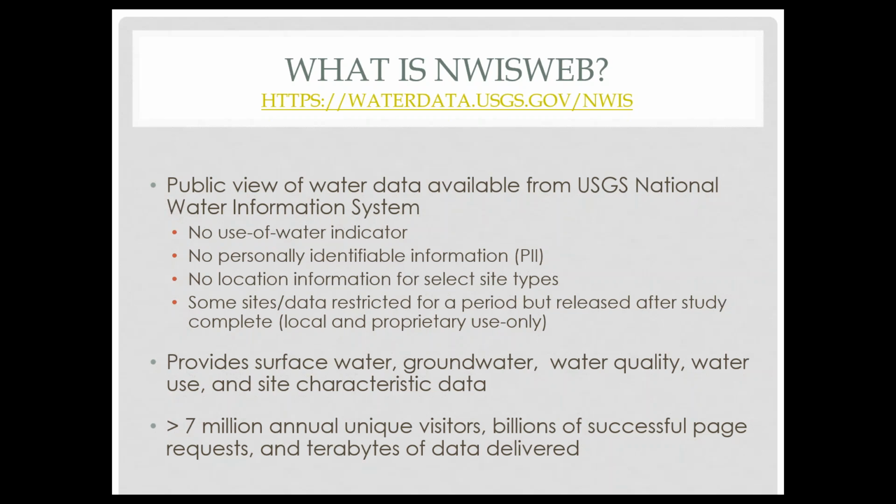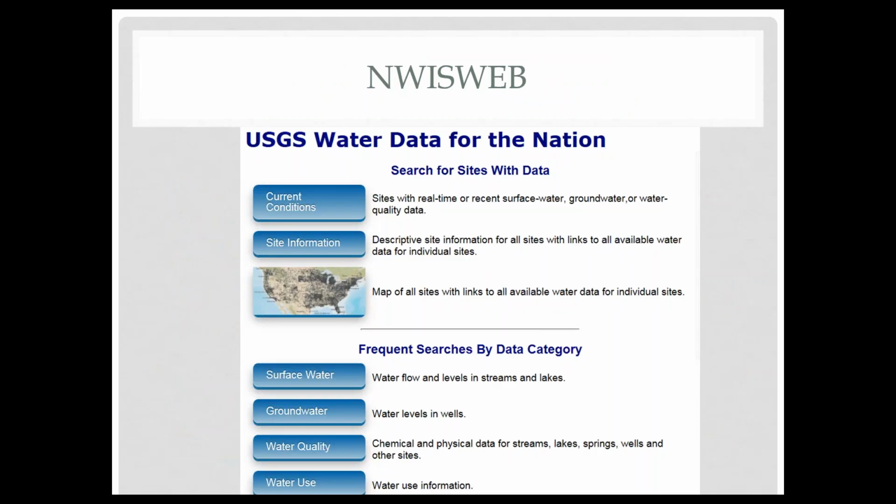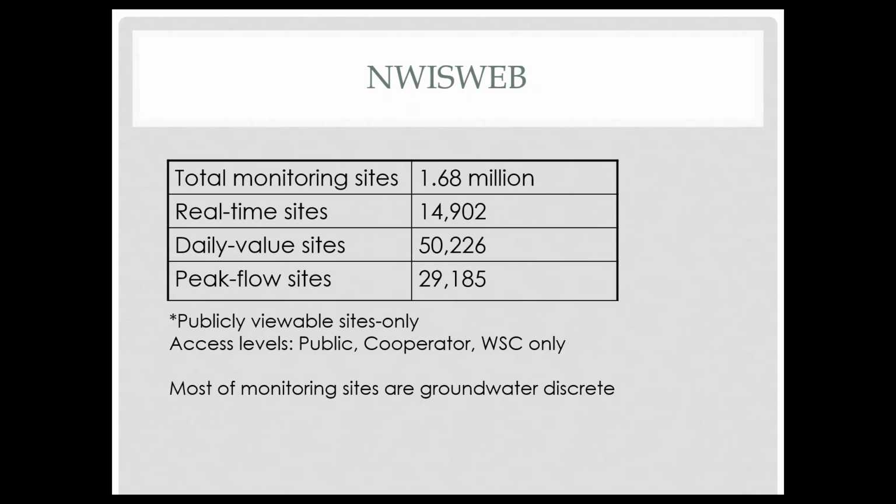But NWIS Web does have surface water, groundwater, water quality, and water use data. There are more than 7 million visitors to this site every year. In this, you can get current conditions. These are the near real-time water data, data that are transmitted by instrument through the satellite or telephone to the office or computer. That's what we call our current conditions information. I'm going to show you specifically the counts of the sites and data.